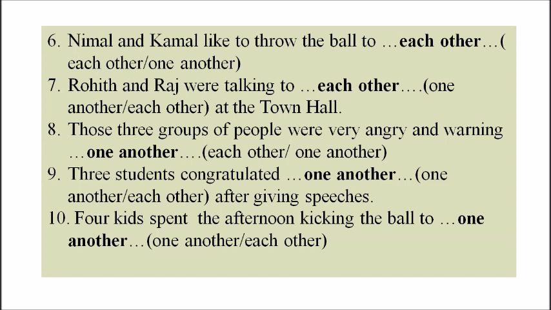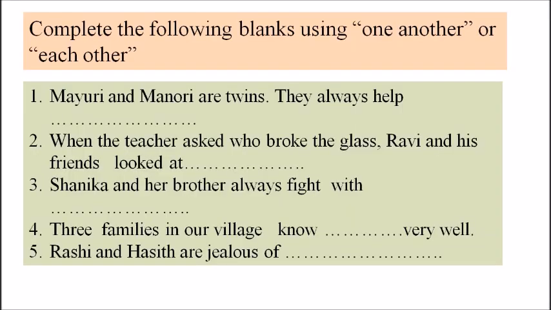Here is another activity. Let's do it. Complete the following blanks using one another or each other. Number 1. Mayuri and Manori are twins. They always help blank. Number 2. When the teacher asked who broke the glass, Ravi and his friends looked at blank.